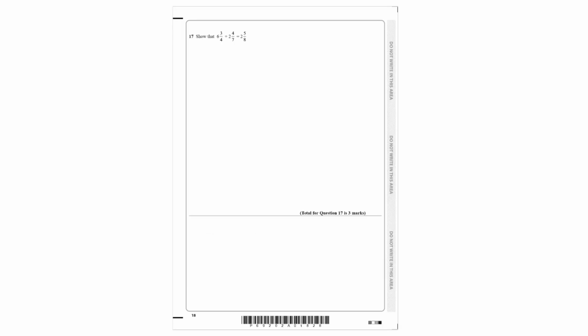Question 17. Show that 6 3 over 4 divided by 2 4 over 7 is equal to 2 5 over 8. We can change this from mixed fractions to improper fractions by multiplying the whole number with the denominator and adding that to the numerator. 6 times 4 is 24. 24 plus 3 is 27. We write the same denominator, which is 4, divided by 2 times 7 is 14. 14 plus 4 is 18, divided by the same denominator, which is 7.